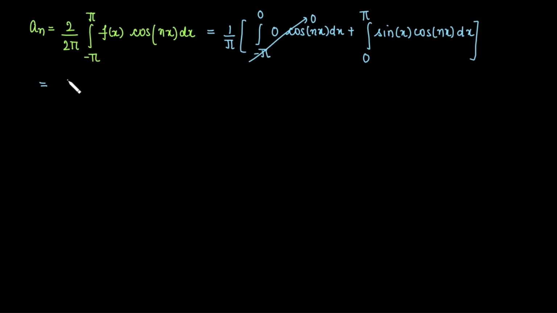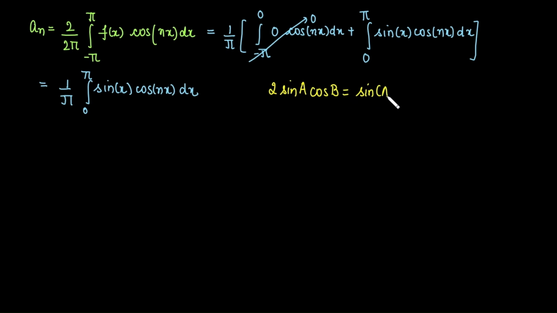So we have in this case 1 upon pi integration from 0 to pi of sin x into cos of nx with respect to x. In this case, we cannot use the ILATE rule because neither the derivative of sine nor of cos becomes 0. Whenever we have such a situation, we are going to use a trigonometric formula. So here we can use 2 sine A cos B, that is equal to sine of A plus B plus sine of A minus B.